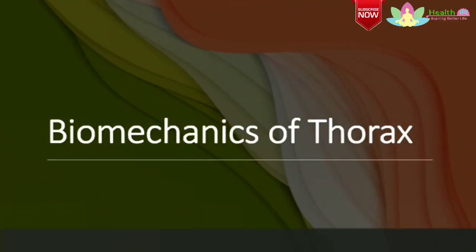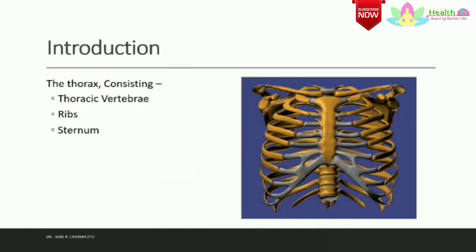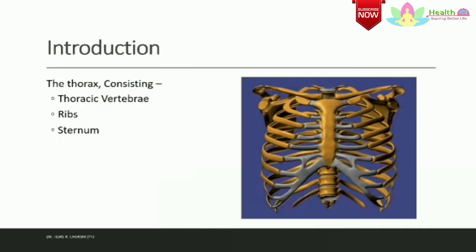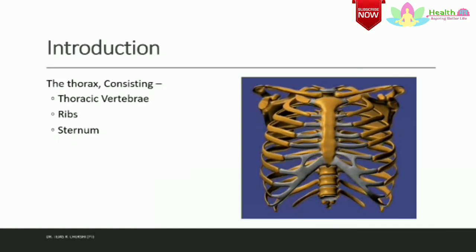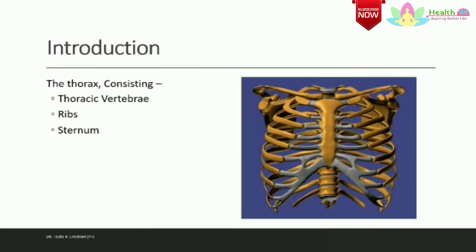The topic of discussion is biomechanics of the thorax. Here we have tried to give all the animated pictures of kinematics of complete thoracic movement. Thorax, which is also known as rib cage, is made up of thoracic vertebrae, ribs and sternum.